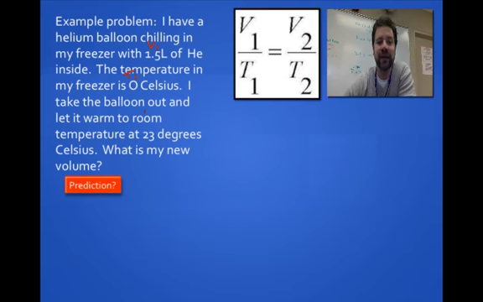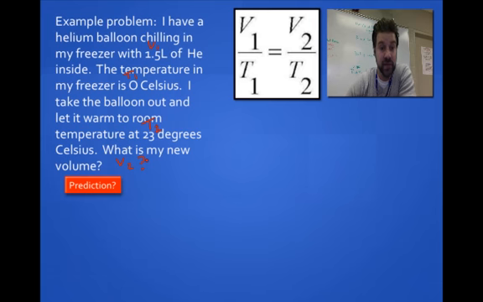Reading on, it says, I take the balloon out and let it warm to room temperature at 23 degrees Celsius. What is my new volume? So 23 degrees Celsius is going to be my T2, my second temperature. And my volume that I'm looking for, V2, is unknown at this point.